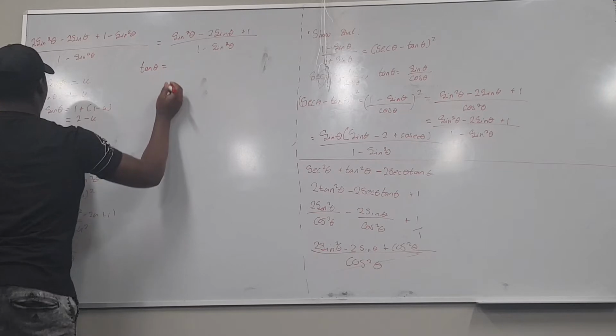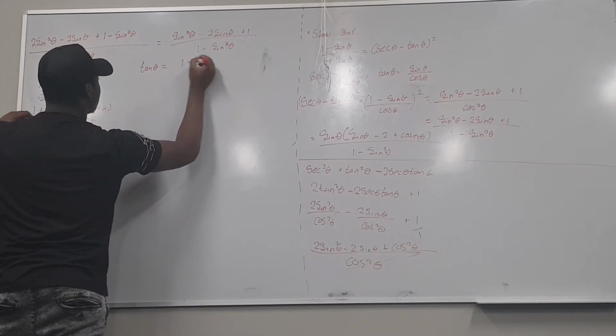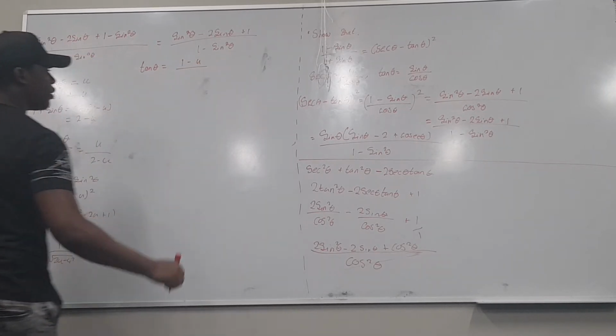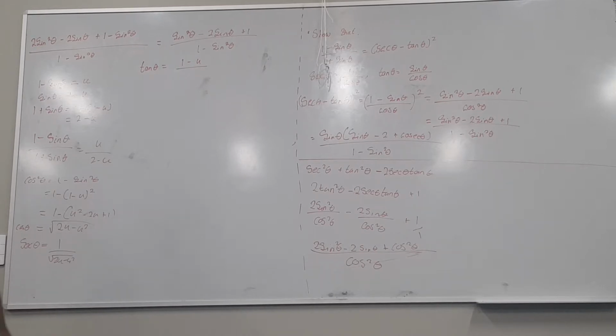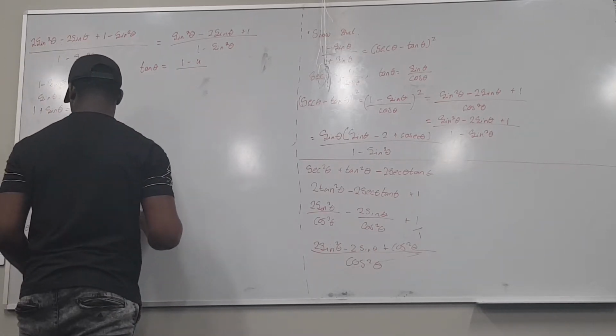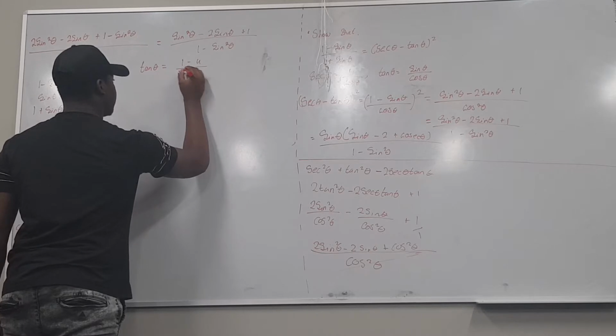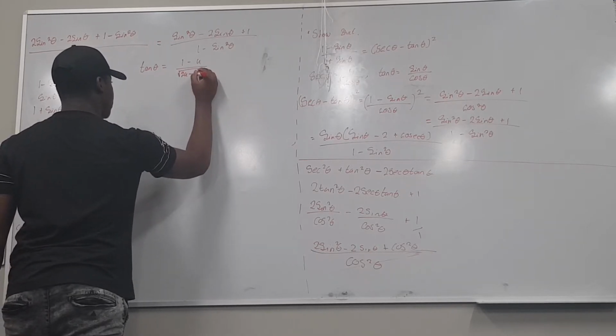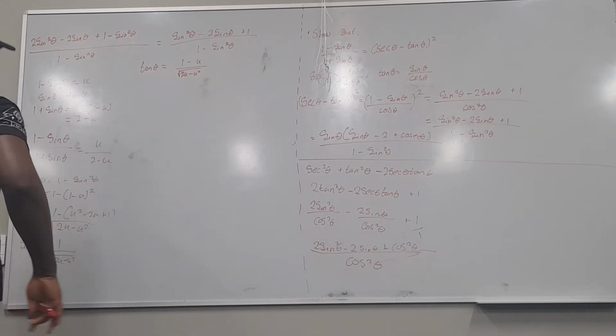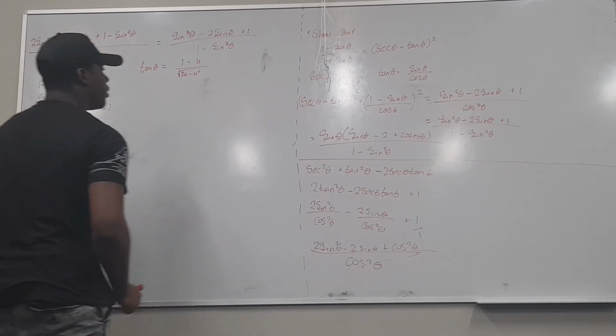So, tan theta is equal to 1 minus u divided by cosine. So that's cosine, that square root of 2u minus u squared.